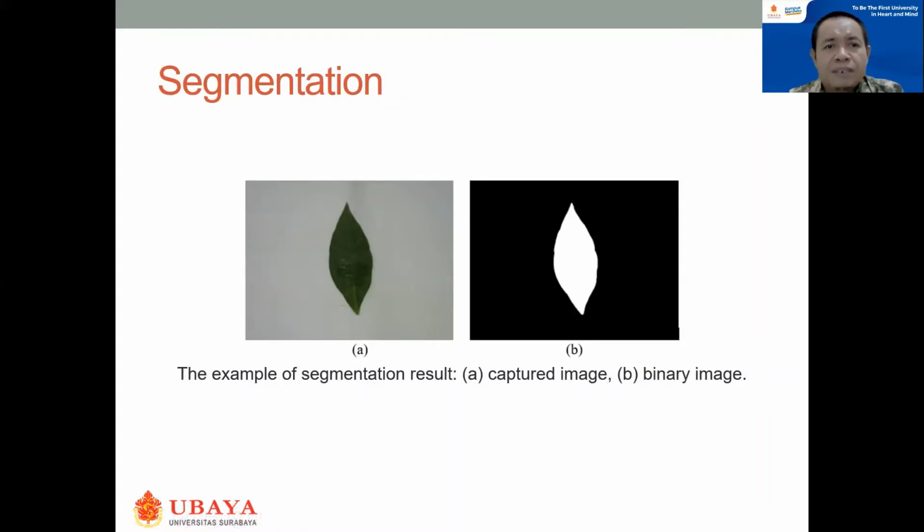The next step is segmentation. The segmentation step aims to separate the pixels of the object, or the leaf, from the background pixels. The object pixels will be converted to white pixels in the binary image, and the background will be converted to black pixels in the binary image. So the result will be like this.